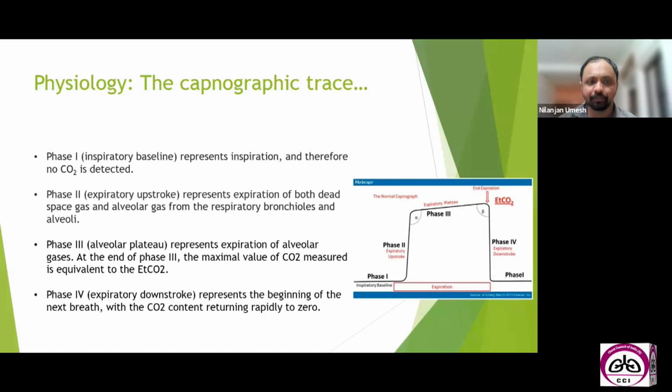And then phase 3, that is the alveolar plateau, which represents expiration of alveolar gases. At the end of phase 3, it's very important to note, the maximal value of carbon dioxide measured is equivalent to the EtCO2. And then phase 4, which is the expiratory downstroke, which represents the beginning of the next breath with the carbon dioxide content again returning back to zero.